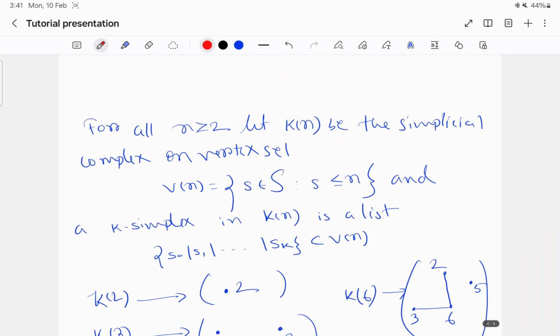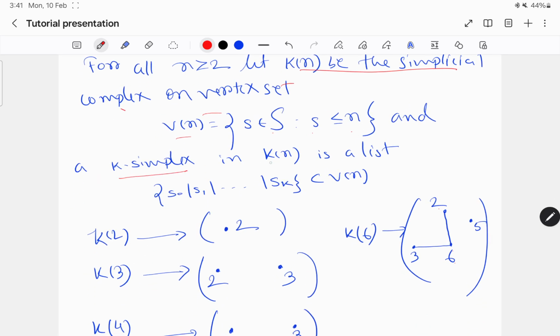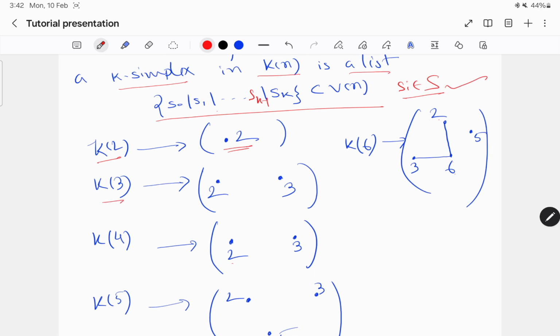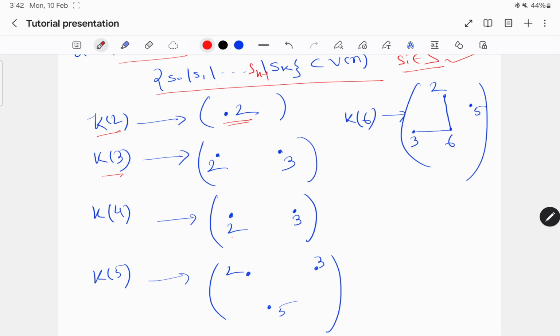Now for all n greater than or equal to 2, let Kn be the simplicial complex on the vertex set Vn, the set of all small s in capital S such that s is less than or equal to n. And the k-simplices in capital Kn are the lists of this form: s0 divides s1, s1 divides s2, and so on, s(k minus 1) divides sk, where these si are all members of capital S. So you can see K2 will have only one element, that is 2. Similarly K3 has only 2 and 3, and there will be no 1-simplex because 2 doesn't divide 3.